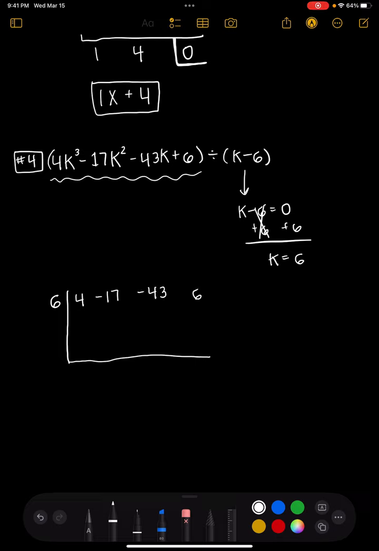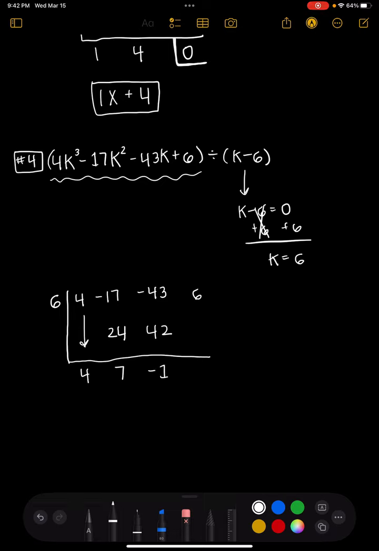To divide, we drop the first number always, and then we're going to do the number on the bottom. So 4 times the number on the outside, 6. 4 times 6 gives me 24. Then I add those together, and I get 7, and I put the 7 down below the line. Then we're going to do 7 times the number on the outside of the box. So 7 times 6 gives me 42. Then I add those, the negative 43 and the 42 together, and I get negative 1.